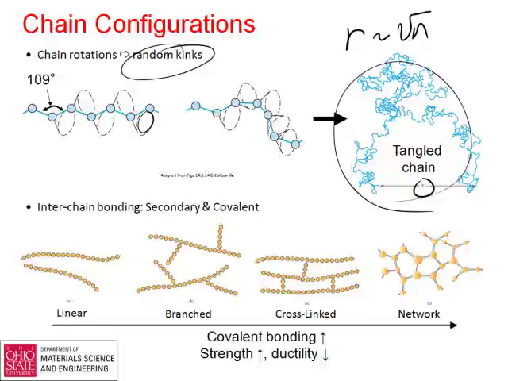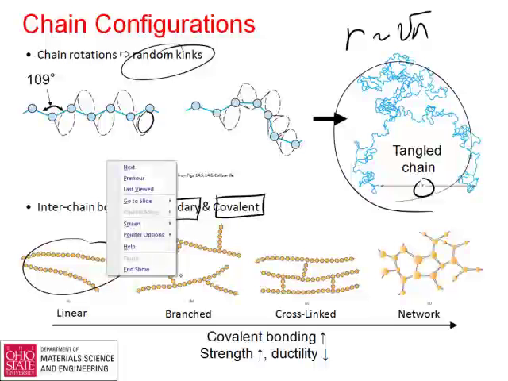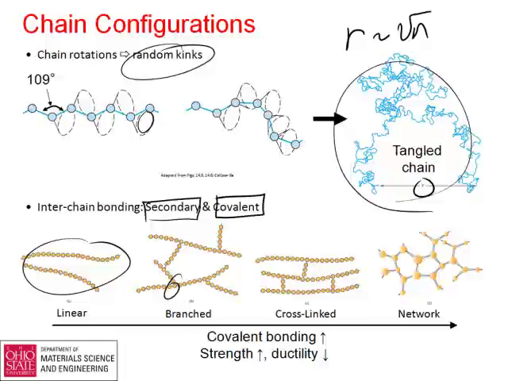Okay, so you've got the covalent bonds along the backbone of the chains, and then inter-chain bonding, you've got secondary bonds between them. And then you can also possibly have covalent bonds going between chains. So these are linear chains. You could have branches on them. These will help entangle, but you see there are no bonds between the branches. And then you can also have chains that are cross-linked, where you see that these are now stuck together.